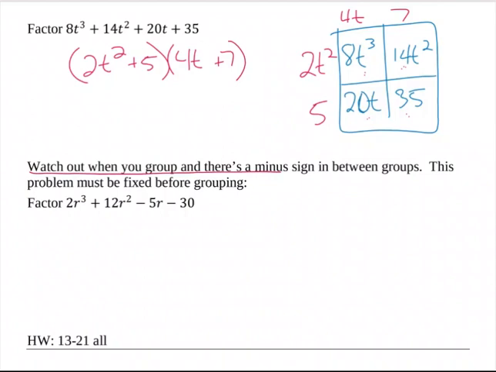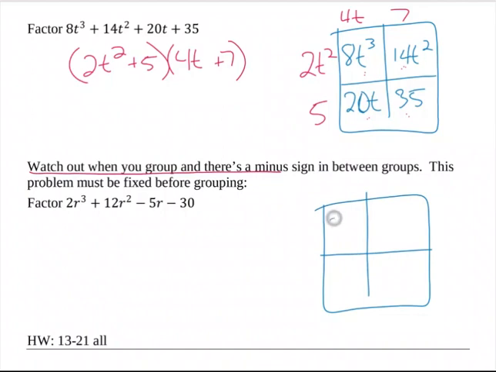All we have to do is go straight to, do I have a GCF between 2, 12, negative 5, and negative 30? With that 5 sitting there, no, we don't have a GCF, so we'll go straight to the box. We don't have to do any extra work. So we have the highest degree term, 2r cubed. The next highest degree term, 12r squared. After that, negative 5r, and then negative 30.